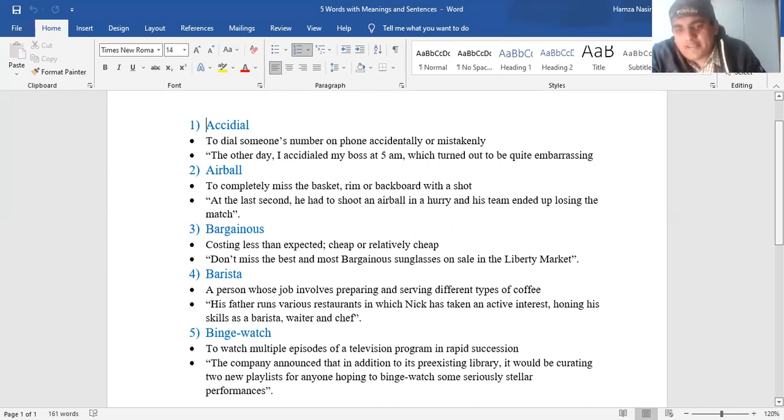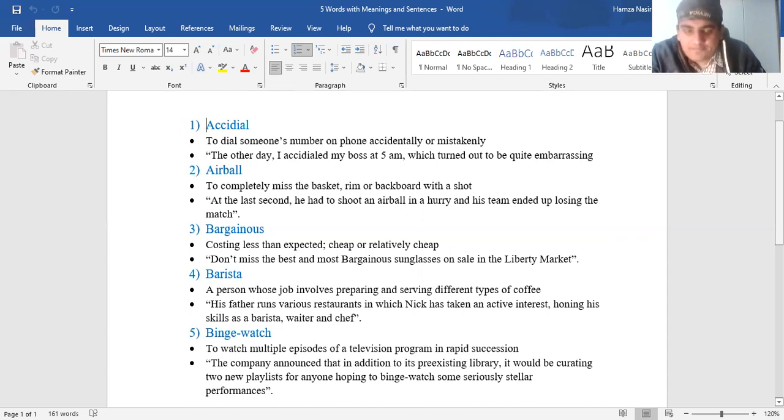The fourth word for us is barista, B-A-R-I-S-T-A, barista, okay? Some say barista, but I guess a proper pronunciation of that would be barista based on the international format. So barista is basically a person whose job involves preparing and serving different types of coffee.